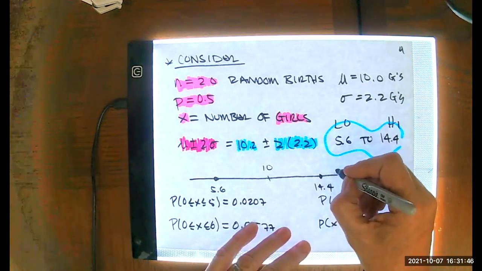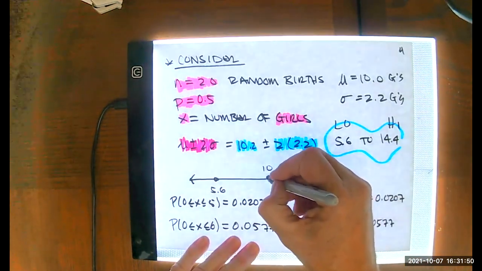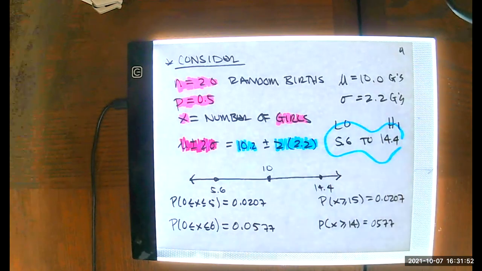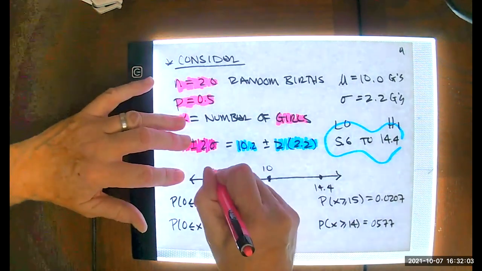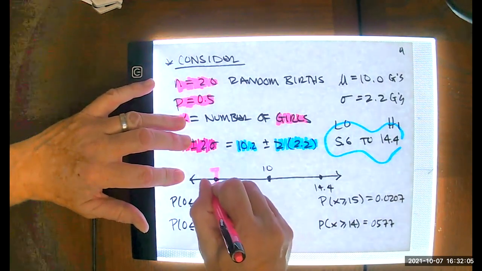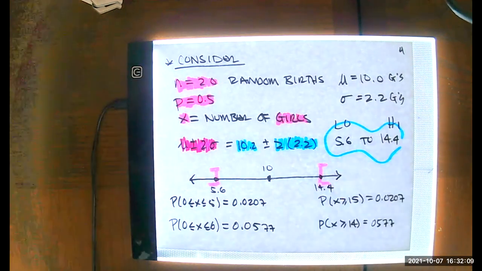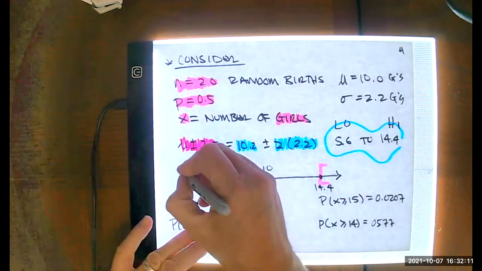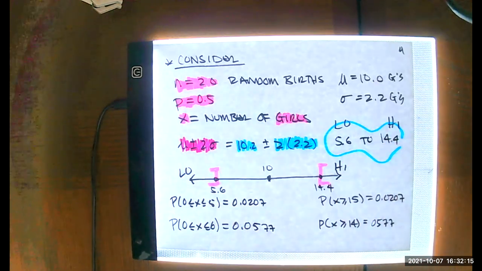So I've got a quick number line here. 10 is essentially right in the quote-unquote middle, if you will. If you march down to 5.6 and up to 14.4, these are where births become significantly low and high, respectively.